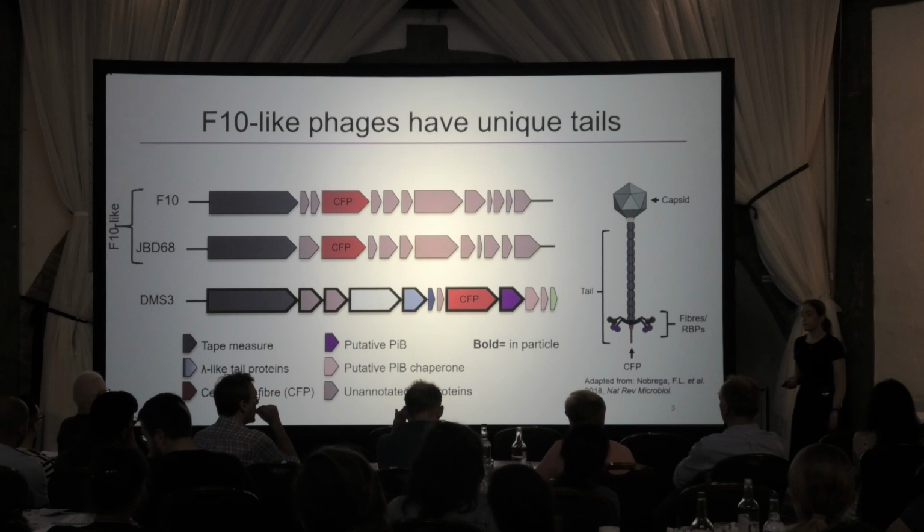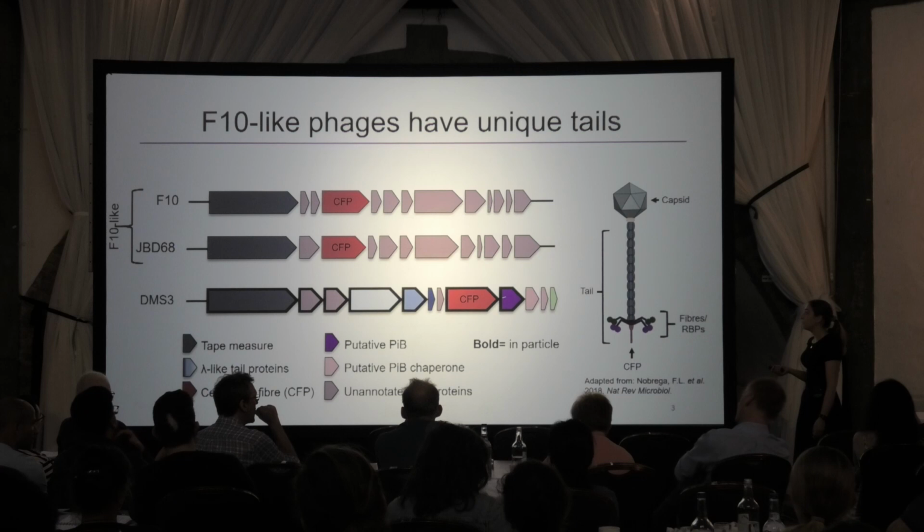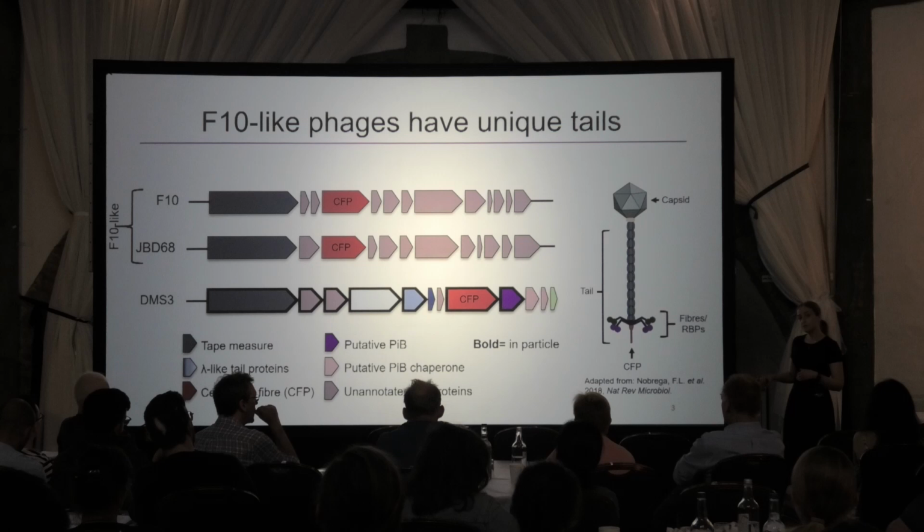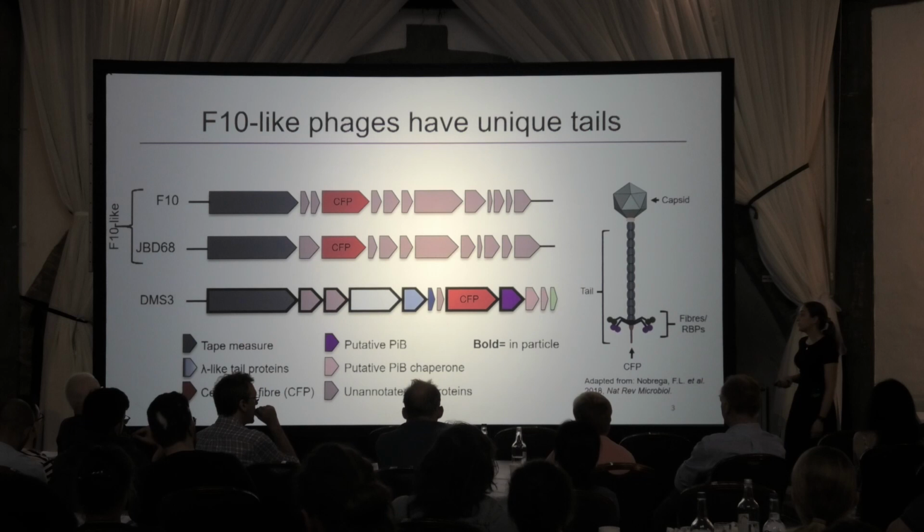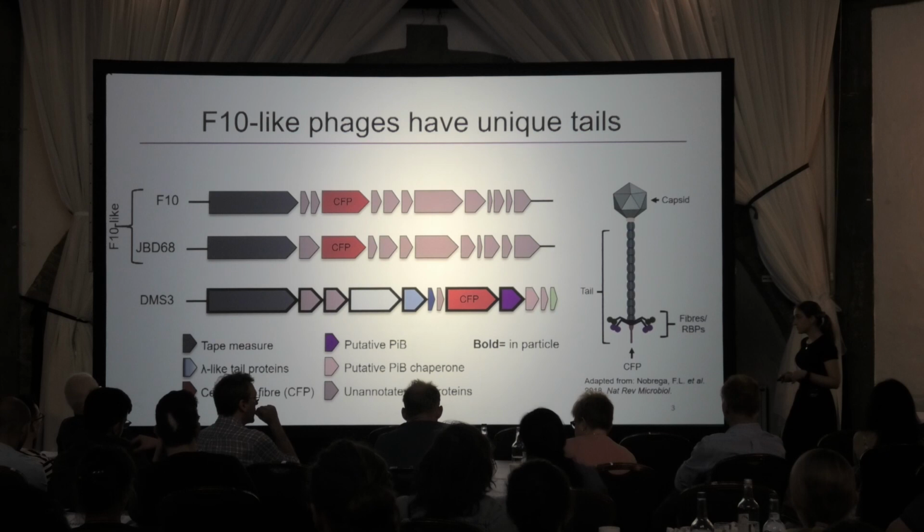And what we've shown is that following the central fiber protein, there's actually only one gene that encodes a protein that's found in the phage particle. And we know that proteins downstream of the central fiber are often involved in recognizing host cell receptors. And we've shown that this protein in particular is involved in mediating type 4 pilus specificity and interacting with the type 4 pilus. Now, unfortunately, this was not the case for all type 4 pilus phages of Pseudomonas.